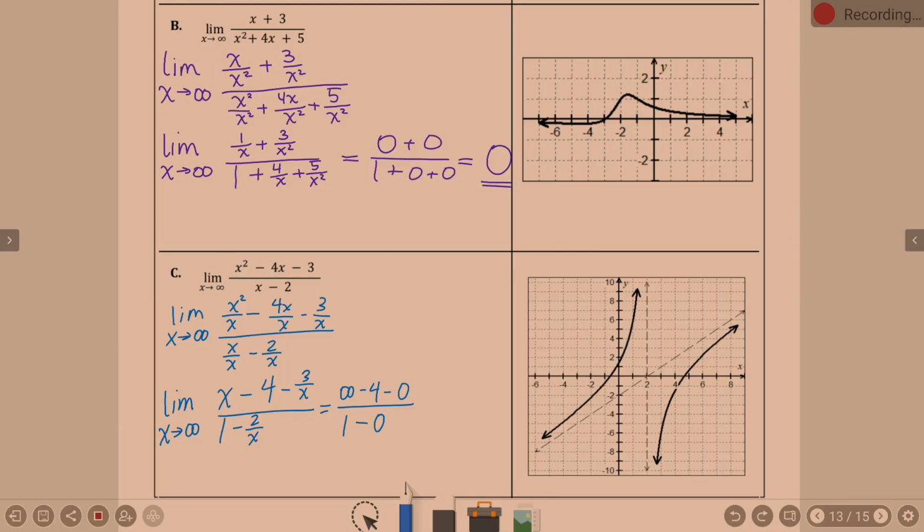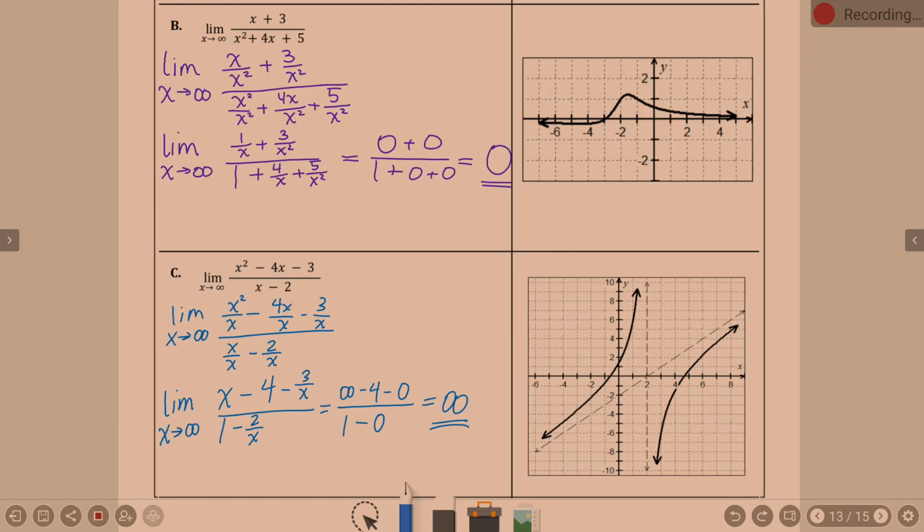What is infinity take away 4? It's still a concept of infinity. Okay, it's still approaching infinity. You can't really take 4 away from infinity. Because what they'll say is infinity's not a number. It's a concept, right? It's the idea of approaching infinity. So, now, a couple of things.